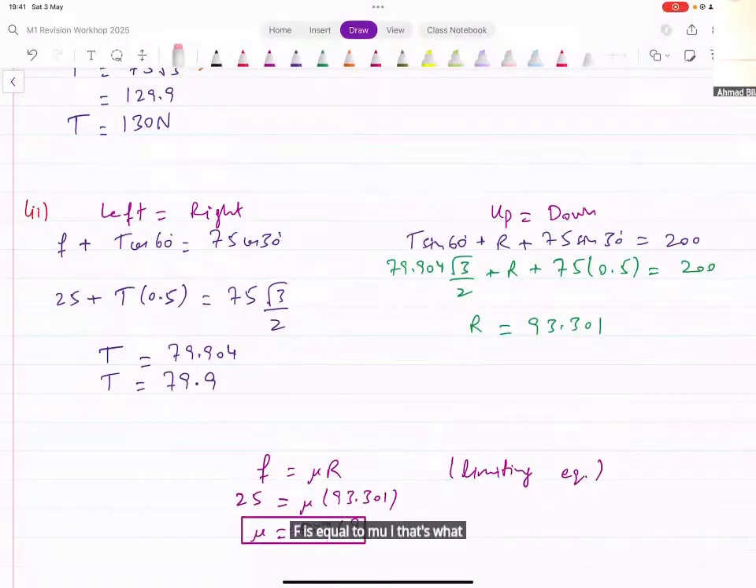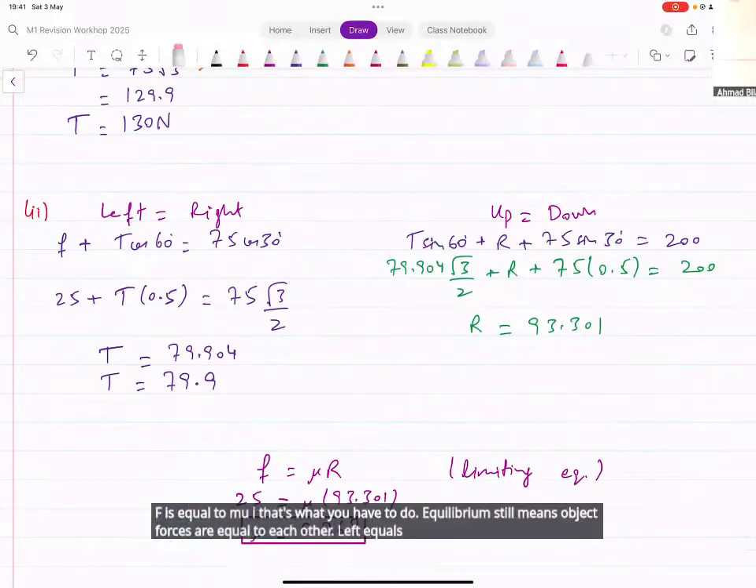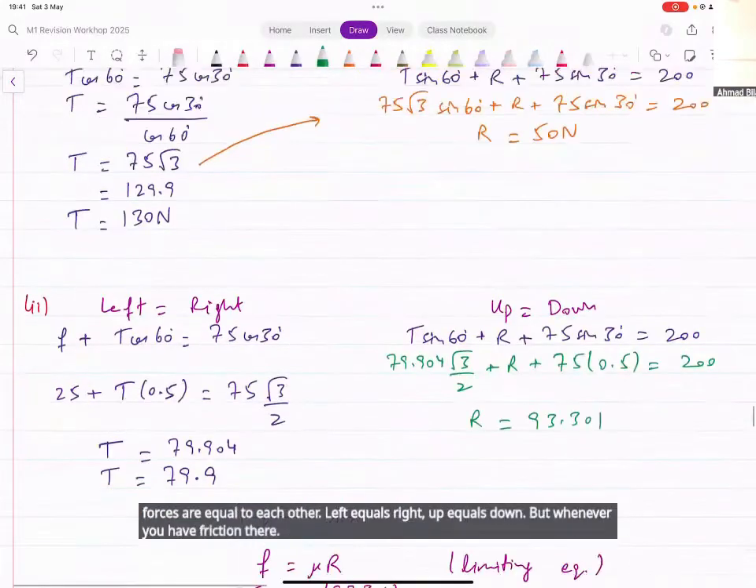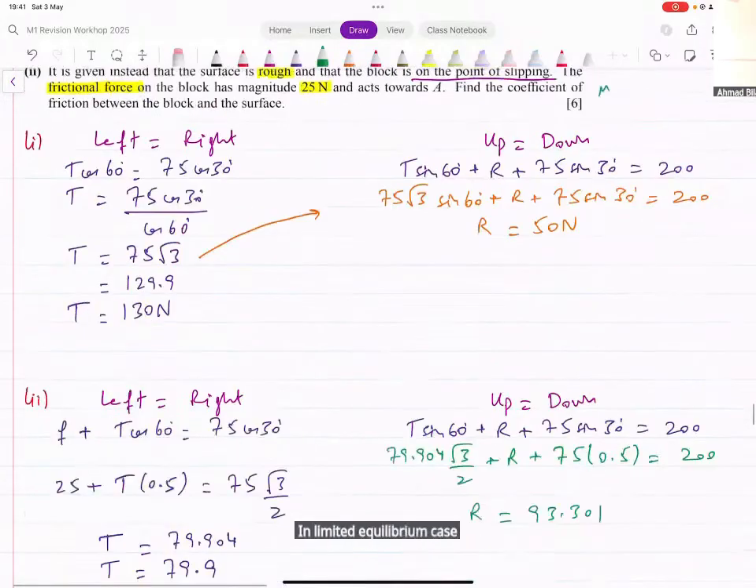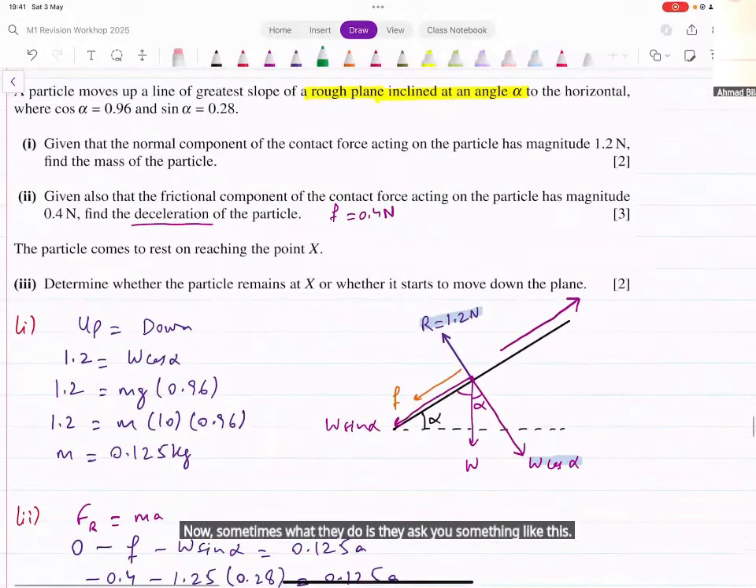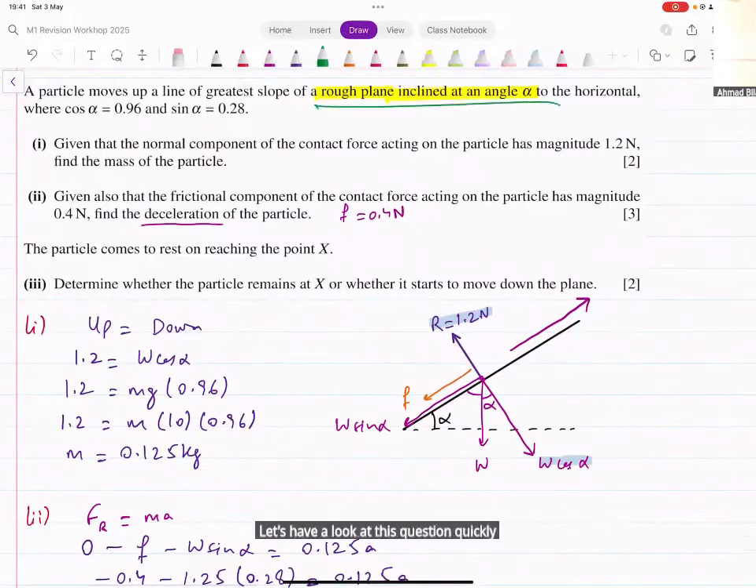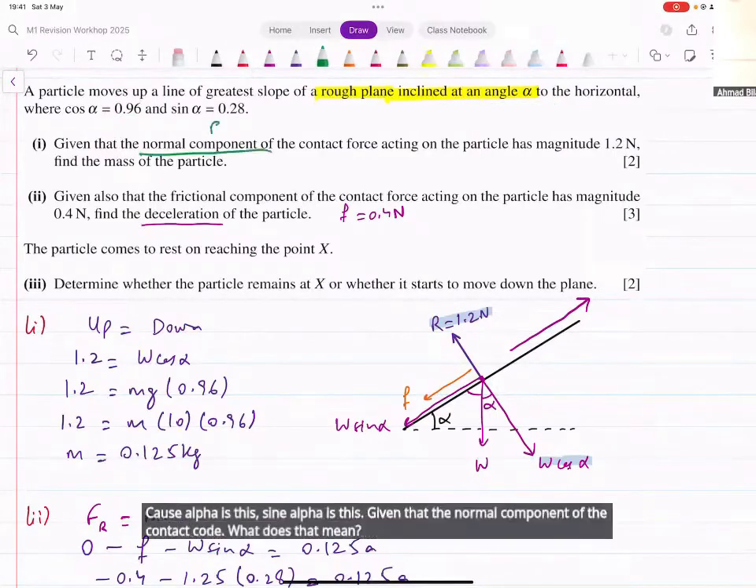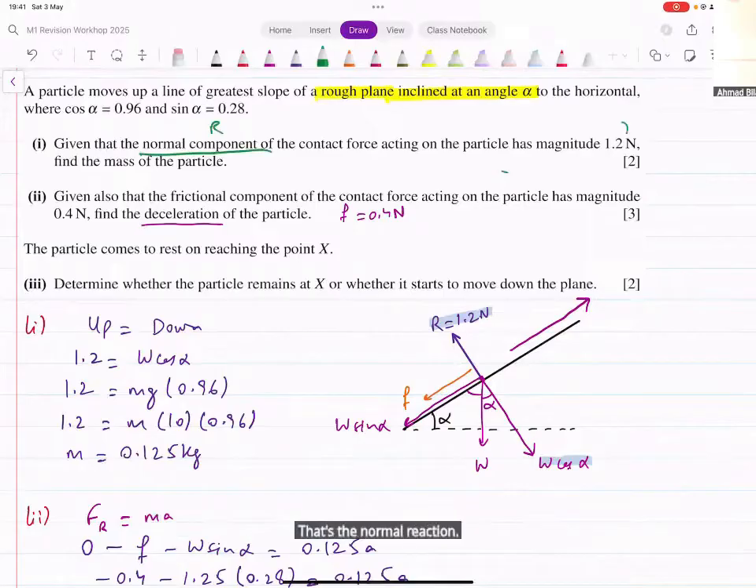Equilibrium still means opposite forces are equal to each other: left equals right, up equals down. But whenever you have friction in the limiting equilibrium case, you would say F is equal to mu R. Now, sometimes they ask you something like this. Let's have a look at this question quickly. We have a rough plane. Cos alpha is this, sin alpha is this. Given that the normal component of the contact force, what does that mean? That's the normal reaction. It is 1.2. Find the mass of the particle.